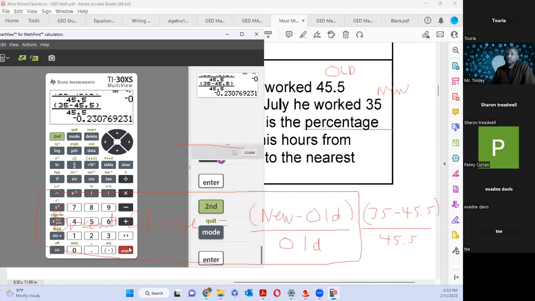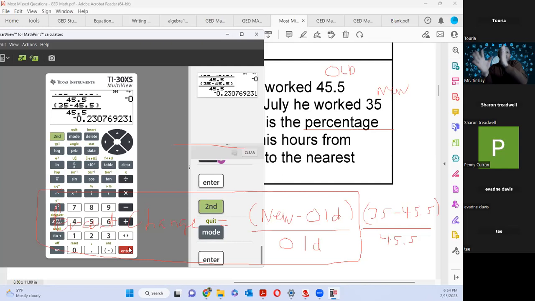Miss Tinsley, I put 45.5 minus 35 over 35. It gives me 0.30, and I change it to the percent. It gives me 30%. But listen to what you just said. Listen to what you just said. You said 45.5 minus 35.